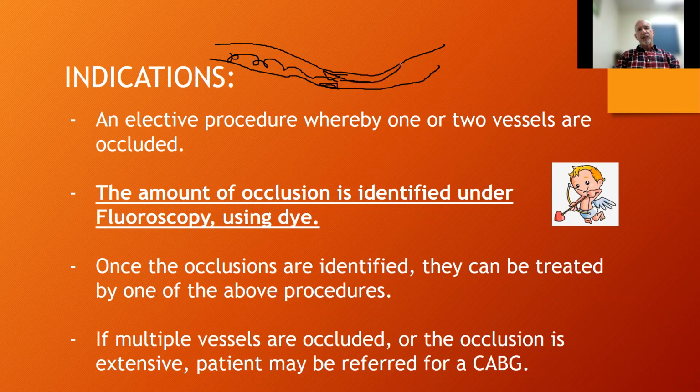But if it's an extensive occlusion like this, or if there's 4 or 5 vessels that are occluded, they might not do a catheterization. They might just stop and say, okay, transfer them over to the OR. We're going to do an open heart surgery on them.